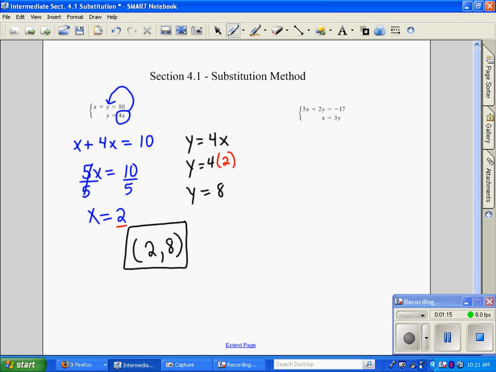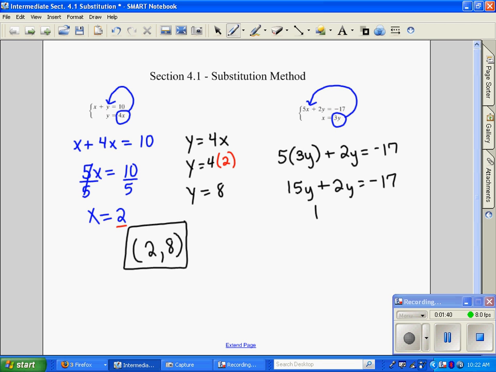So likewise, in this next example, we're going to do the same thing. This time we know that x equals 3y, so we're going to put that in the x position right there. So we have 5, and we're going to put a parenthesis. We're going to substitute in 3y, and continue to write the rest of equation 1 just as it appears. Now we get 15y plus 2y equals negative 17. 17y equals negative 17. And when we divide this out, we get y equals negative 1.